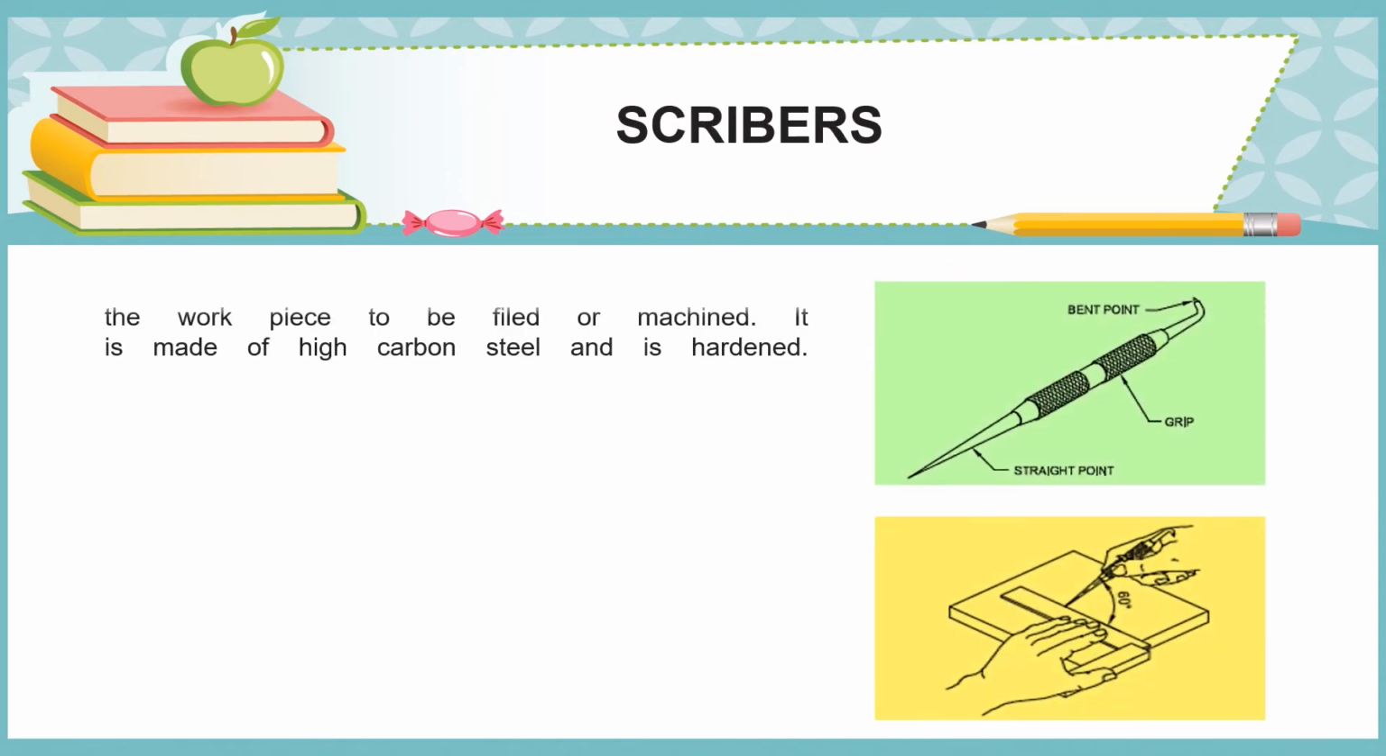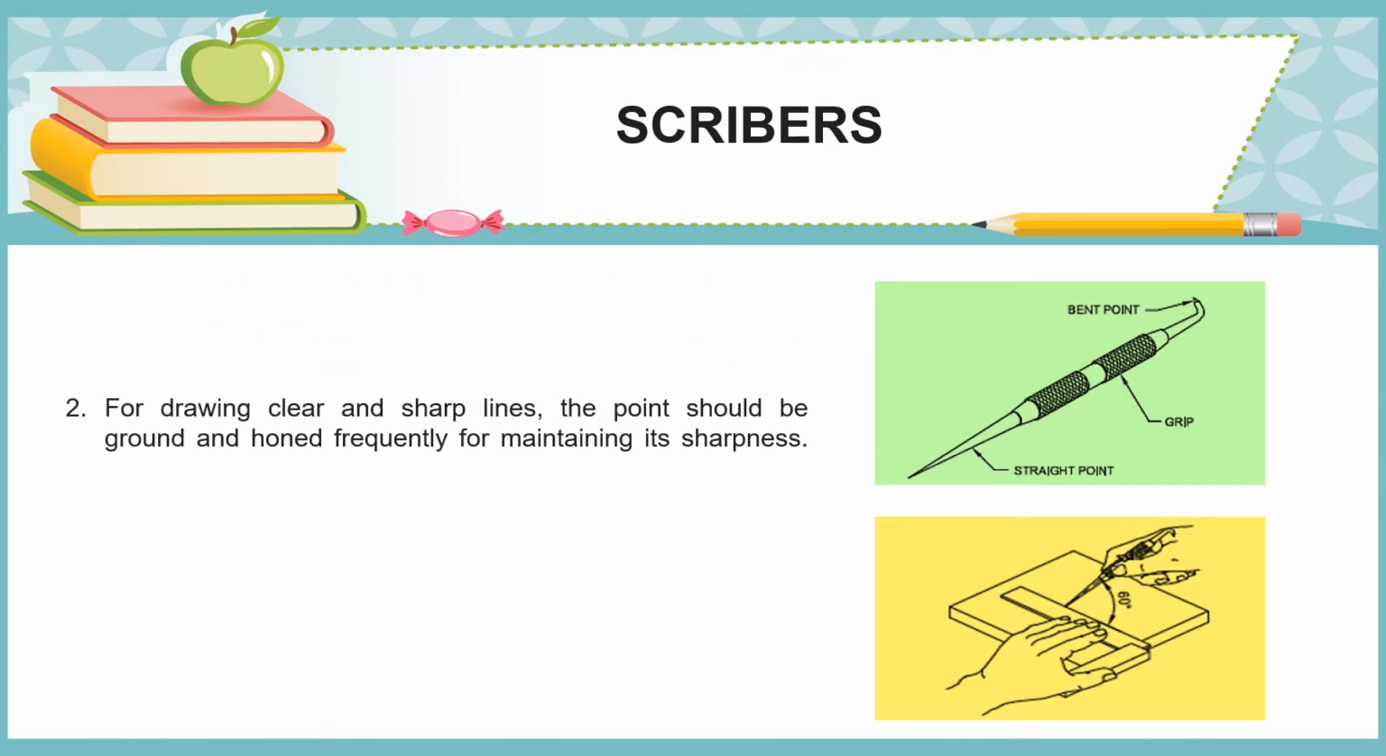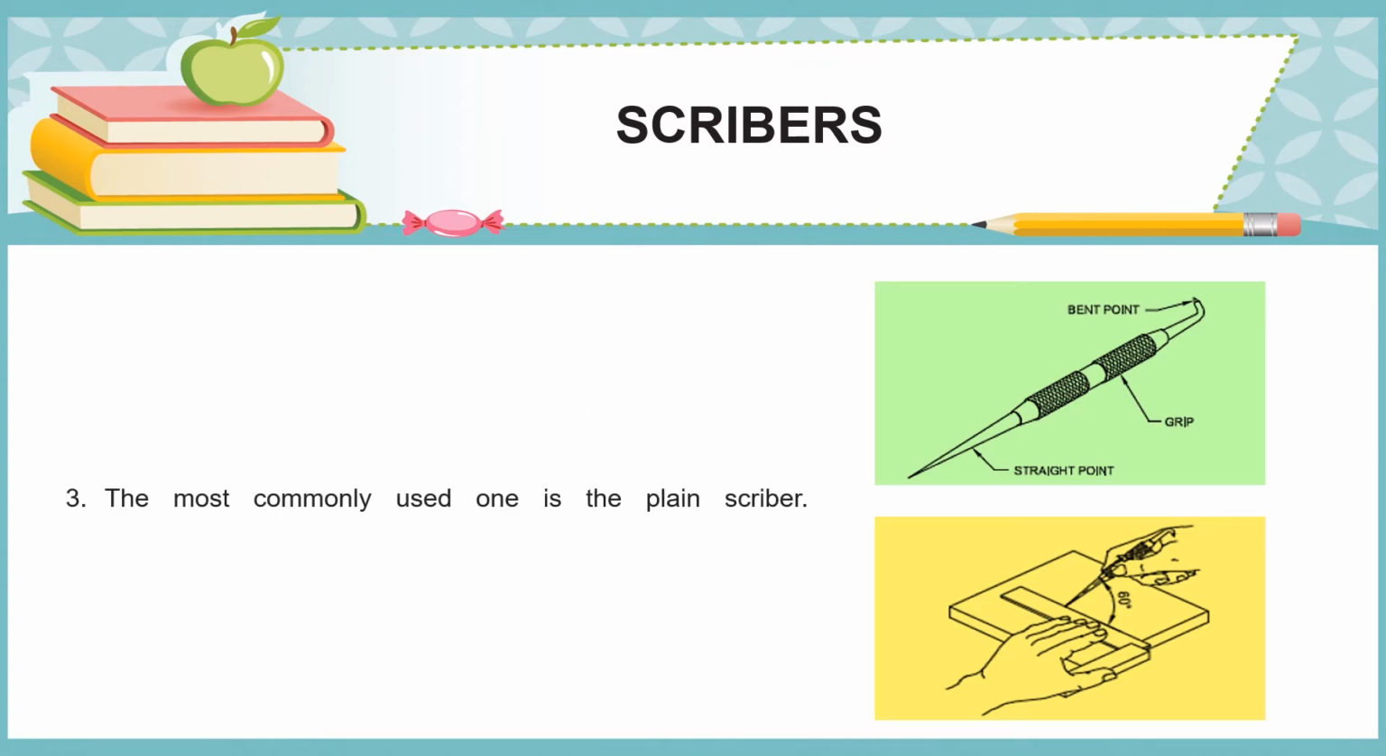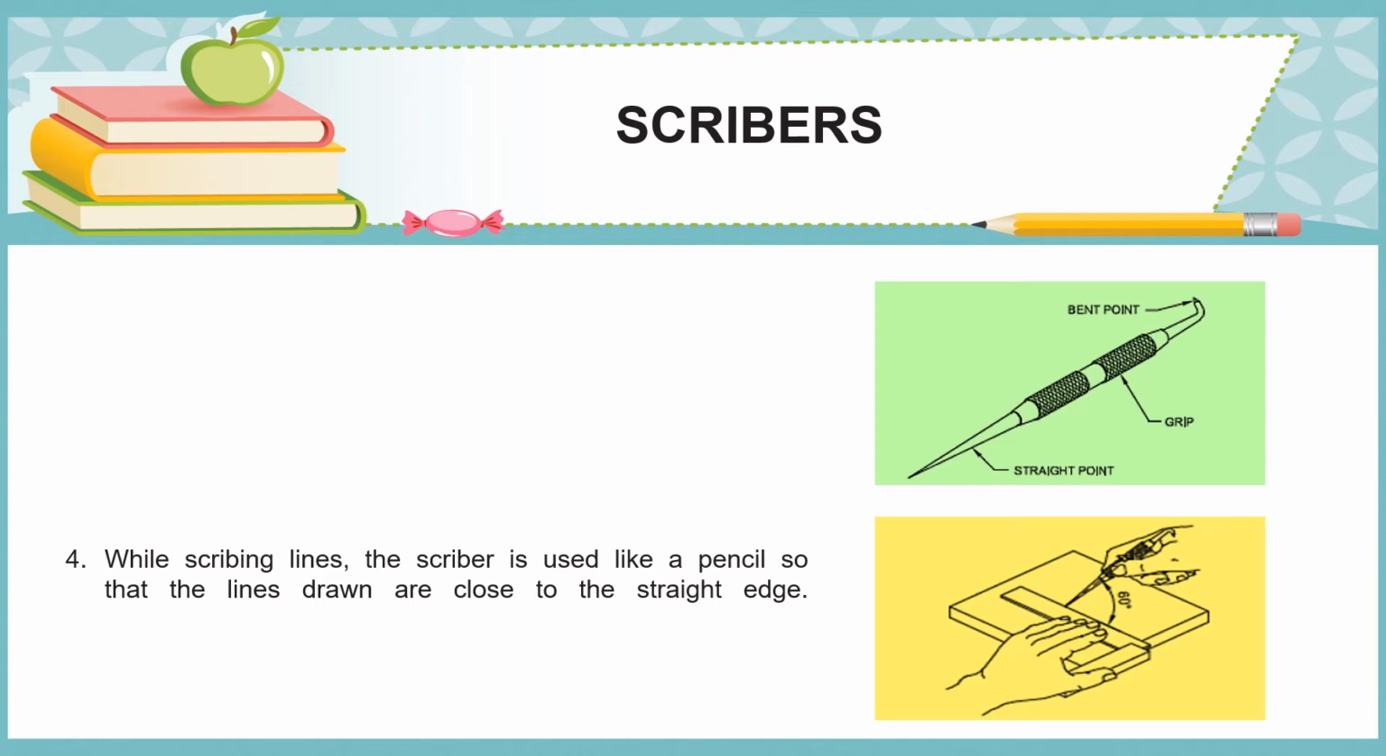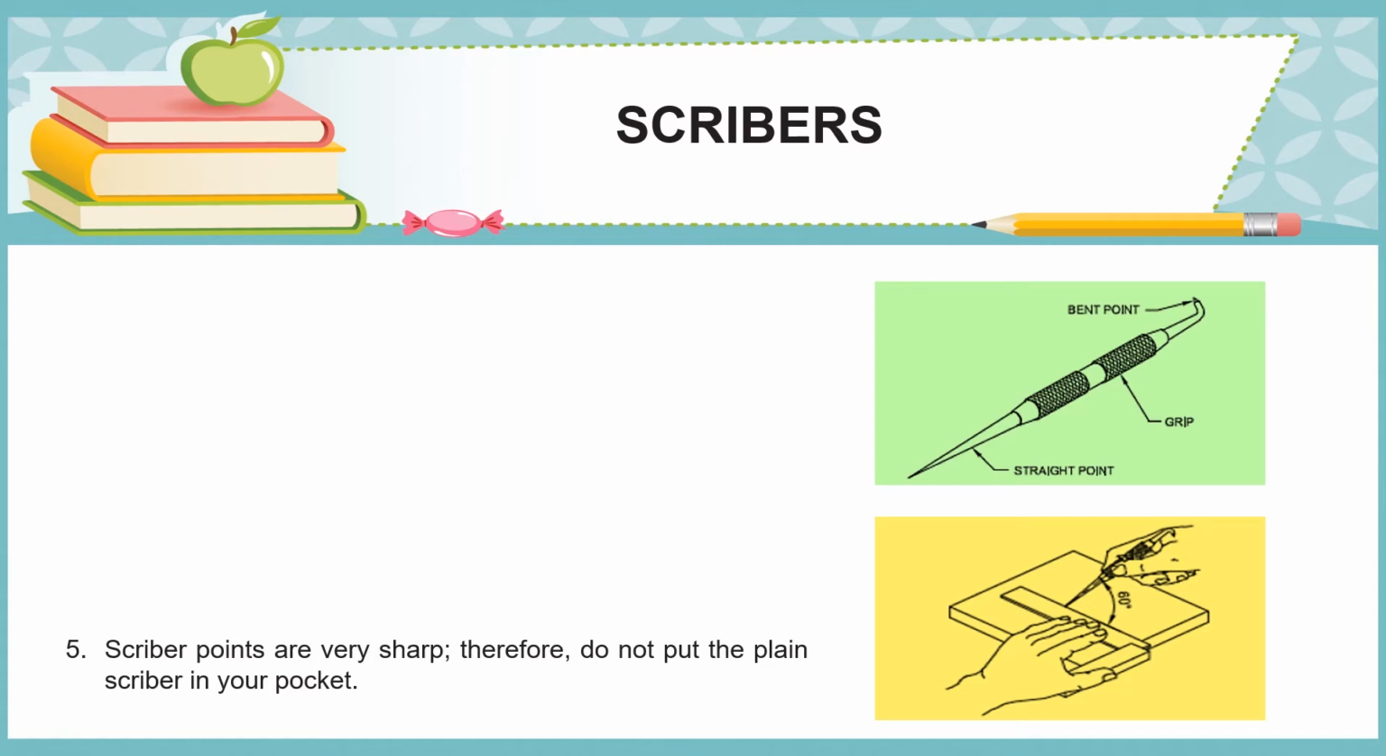Scribers. Scriber is used to scribe lines to indicate the dimensions of the workpiece to be filed or machined. It is made of high carbon steel and is hardened. For drawing clear and sharp lines, the point should be ground and honed frequently for maintaining its sharpness. The most commonly used one is the plane scriber. While scribing lines, the scriber is used like a pencil so that the lines drawn are close to the straight edge. Scriber points are very sharp. Therefore, do not put the plane scriber in your pocket.